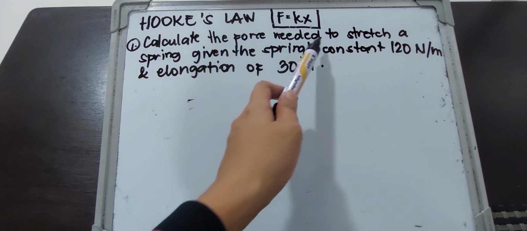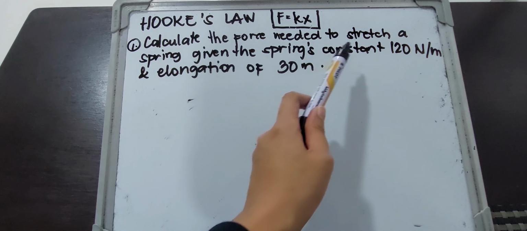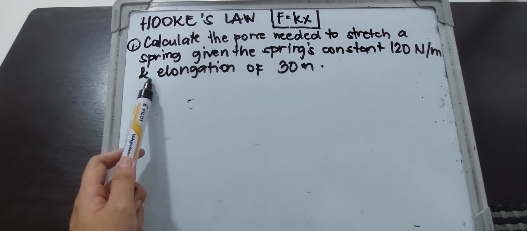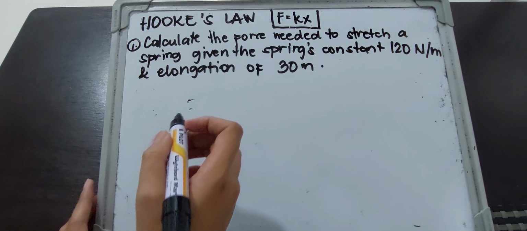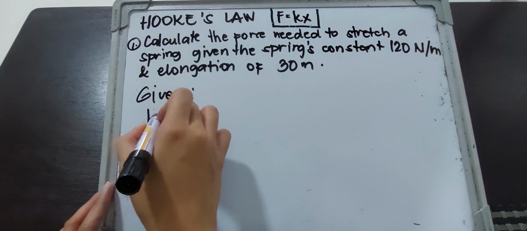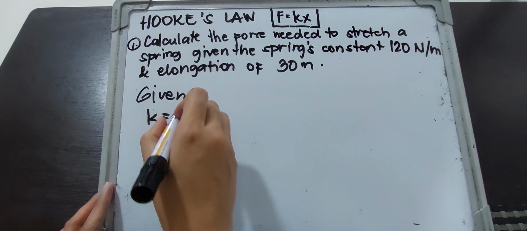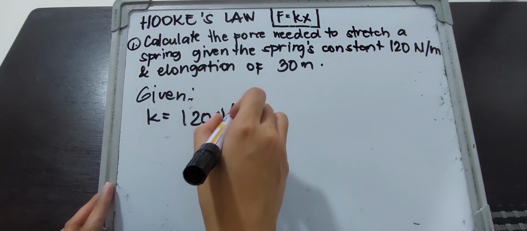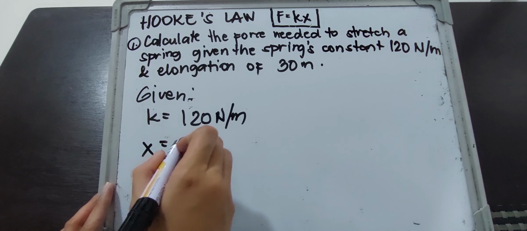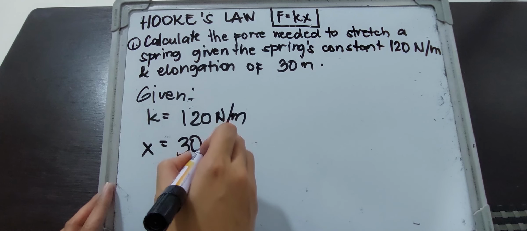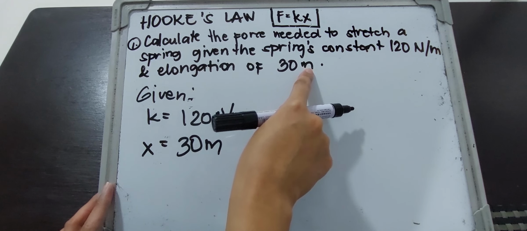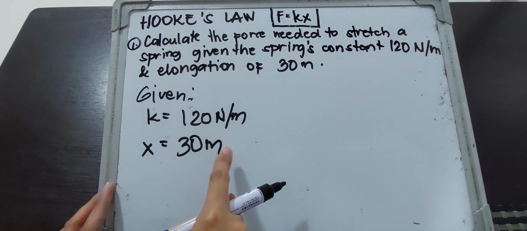Calculate the force needed to stretch a spring given the spring's constant 120 Newton per meter and elongation of 30 meters. So the givens are our spring constant, ang symbol natin is K, 120 newtons per meter, and our symbol for elongation or length niya is X, and it is 30 meters. It means that if our elongation is in centimeters or kilometers, we need to convert this first into meters.